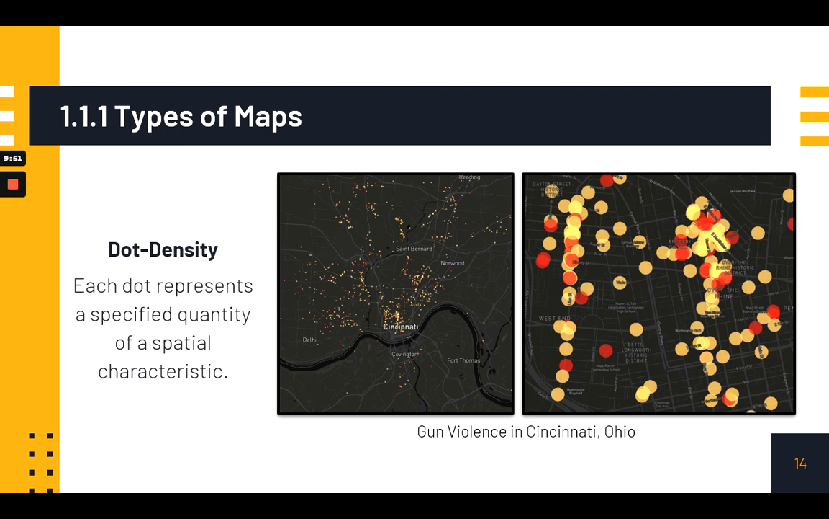Here's another one. Dot density map. I don't really know what you would write down for that, but basically you get a map with a bunch of dots, and then you analyze the clusters of dots. So here's an example, gun violence in Cincinnati, Ohio. If you look at it, you can look for clusters. If you worked for the police department and you noticed that this area is having lots of gun violence, then you would send more cops to that area. That is how people use geography. That is a geographic skill. Using these maps to drive decisions.